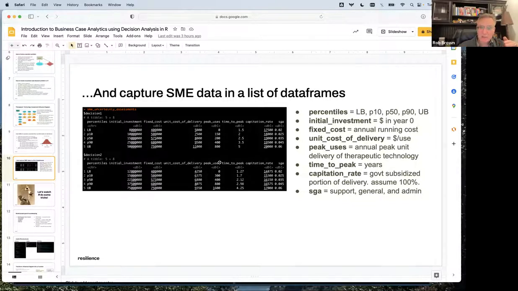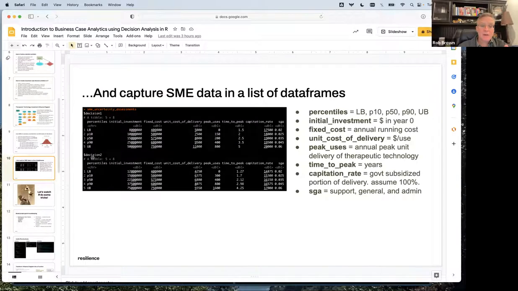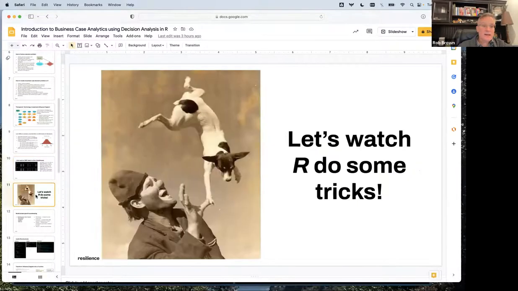In other words, they must go from a low value to a high value in this order. But in the end, they reflect the best estimate from your subject matter expert for their 80th percentile prediction interval on these variables. And again, notice that they differ conditionally on the decision, right? All right, a lot of setup here. Let's watch R do some tricks.